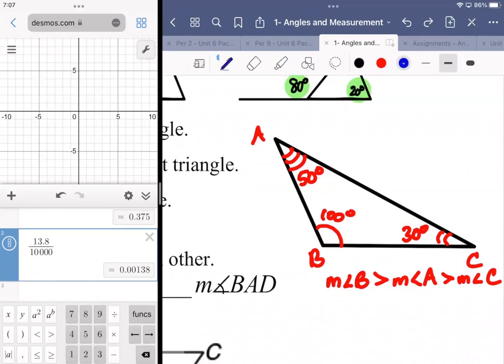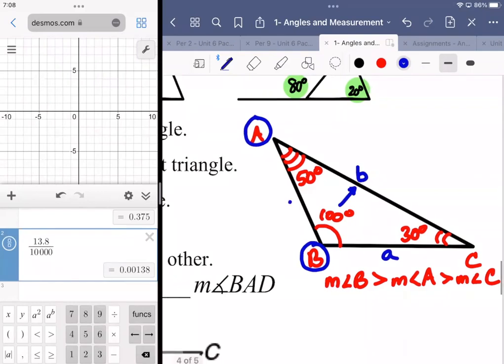All right, so I have angle B here. Opposite of that is side B. I have angle A. Opposite of that is going to be side A. And opposite of angle C would be side C. Just all lowercase. Capital letters for angles, lowercase letters for sides.